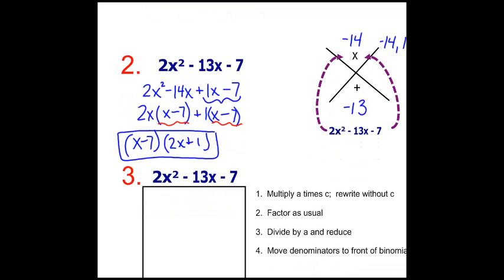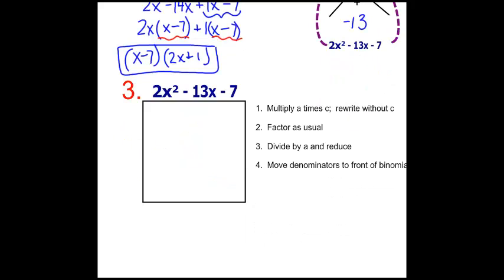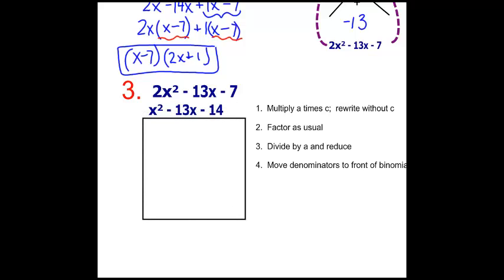Ta-da! The last method that I'm going to show you looks very complex, but in essence it's really not that bad. So stay with me and we'll see what we can do. The first thing you want to do is multiply a times c and rewrite the equation without c. So a times c is going to give you negative 14, and now all of a sudden a has disappeared. Don't worry about that because here we multiplied by a and here we're going to divide by a. Okay, so we are doing things that are mathematically correct.